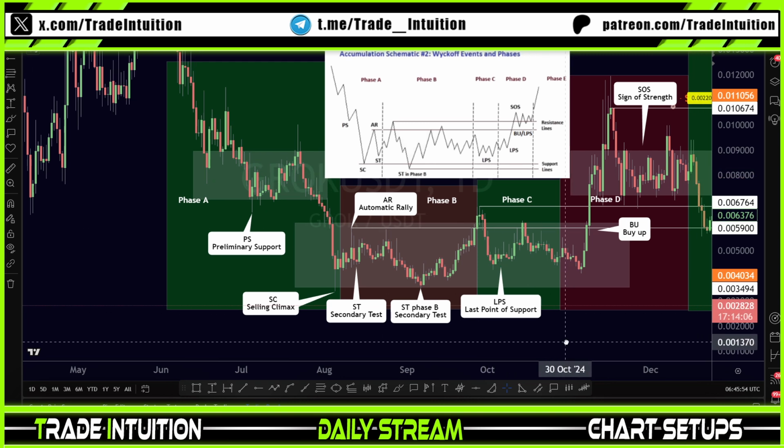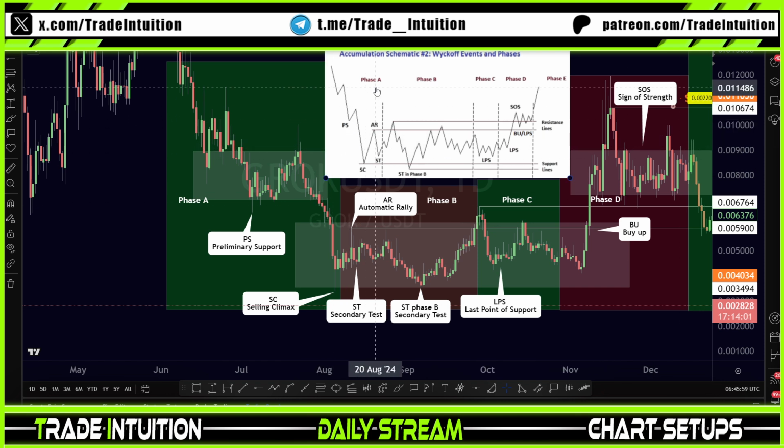Let's bring this over a little bit. What we're going to do is notice all of the different phases. So phase A, and I actually have them color coded so it makes it a little bit easier. On phase A, we have this PS, which stands for preliminary support. So price comes down, preliminary support, kind of gets support here, and then it continues coming down. This is the selling climax, basically the low, comes up for the automatic rally, and then it comes back down. This is the secondary test, ST.